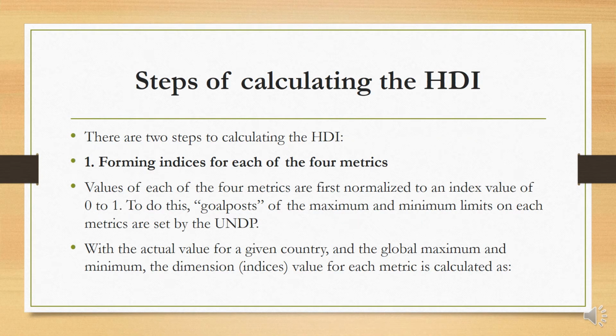Now we discuss the steps of calculating the HDI. There are two steps to calculate the HDI. Step 1: formatting the indices for each of the four metrics. Values of each of the four metrics are first normalized to an index with a value of 0 to 1. To do this, goalposts of the maximum and minimum limits for each metric are set by the UNDP methodology, with the actual value for a given country and the global maximum and minimum. The dimension value for each metric is calculated as follows.